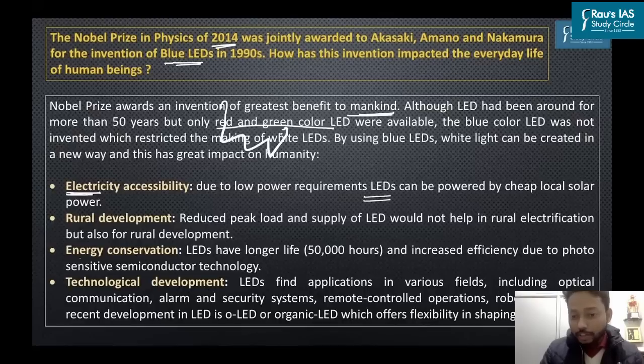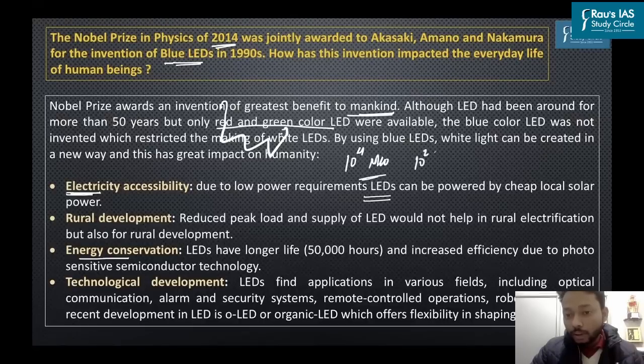LEDs help in energy conservation. They have long life and are highly efficient, and because of these, the peak load demand in any area decreases because LED uses less energy. You understand, when the peak load demand of an area decreases, then there is less load on infrastructure. Suppose, for example, in an area, the demand is of 10 raised to the power 4 megawatt. This is the peak load demand. Peak load demand is always very high, but ordinarily the electricity grid will be operating on a lesser load. So the ordinary demand is very less, but the system is built for the peak so that it does not collapse.